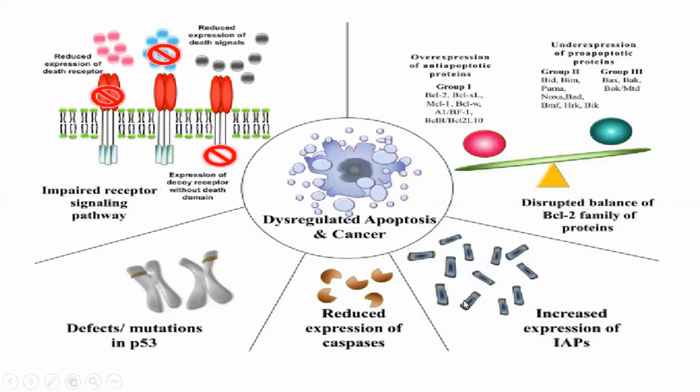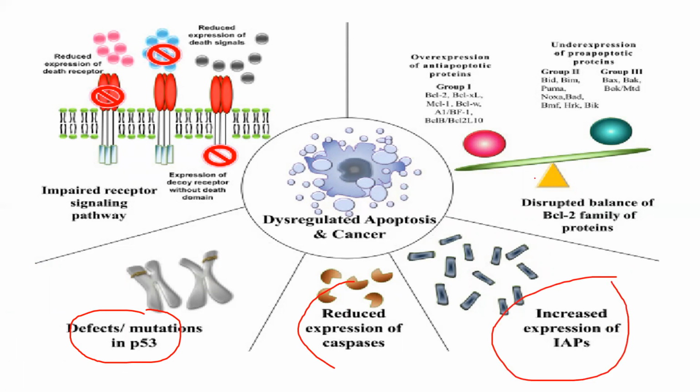So how does this dysregulated apoptosis happen? It happens due to mutations in p53, reduced expression of caspases, increased expression of IAPs, and a disrupted balance of the BCL2 family of proteins. The BCL2 family has pro-apoptotic proteins and anti-apoptotic proteins. So either overexpression of anti-apoptotic proteins like BCL2, BCLX1, MCL1, or underexpression of pro-apoptotic proteins like BIM, PUMA, NOXA, BAX, or BAK will cause decreased apoptosis, leading to cancer. Alternatively, there may be an impaired receptor signaling pathway.